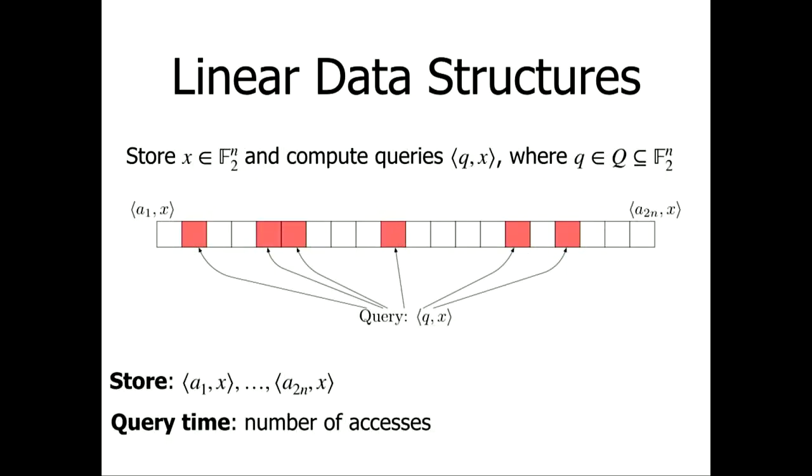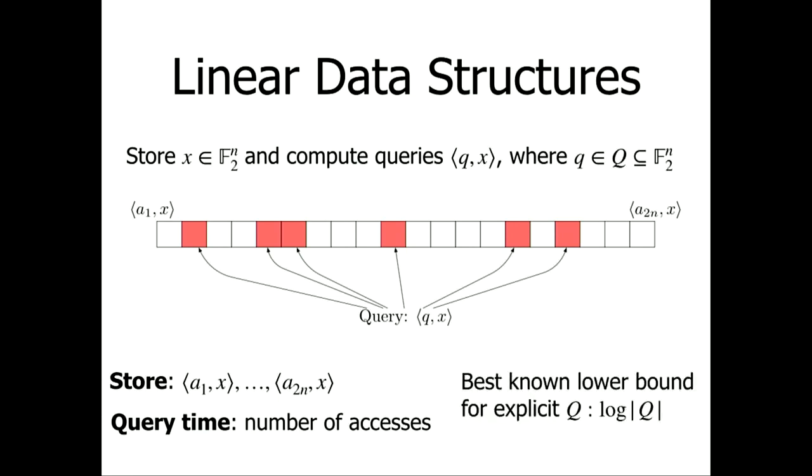Here again, you have to store a vector x in F2 to the n, and you want to compute queries, inner products of the form q times x. So instead of storing redundant bits on the side, here you are allowed to store 2n arbitrary inner products. Okay, and you get to access a subset of them to be able to answer the query. And the query time here is the number of accesses that you make to these 2n inner products that you store. Okay, and for this problem, the best known lower bounds for explicit query sets Q are again of the form log size of Q.